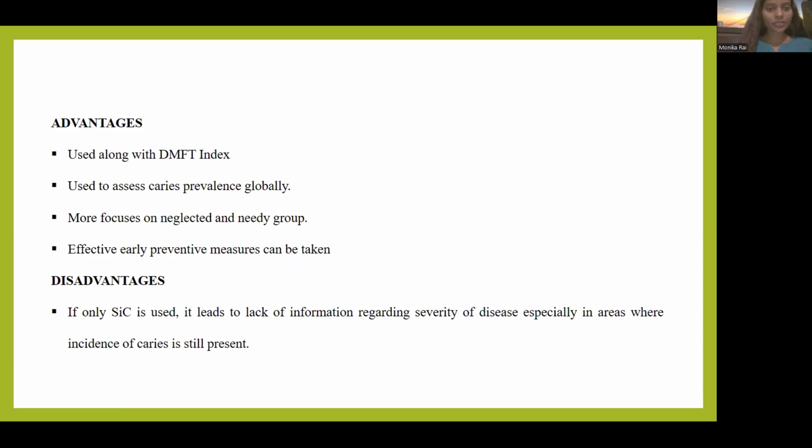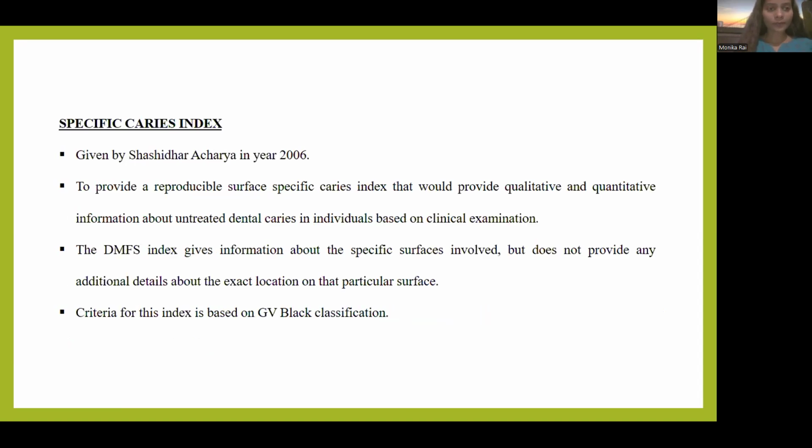What are the advantages of this index? It is used along with the DMFT index used to assess caries prevalence globally. It focuses more on the neglected and needy group. Effective early preventive measures can be taken. The disadvantage is that if only SIC is used, it leads to a lack of information regarding the severity of disease, especially in areas where the incidence of caries is still present.